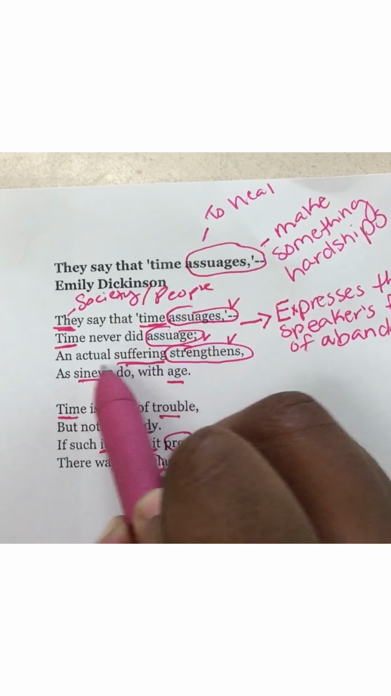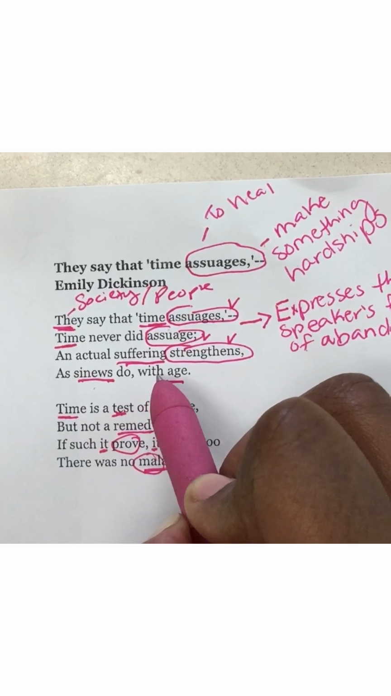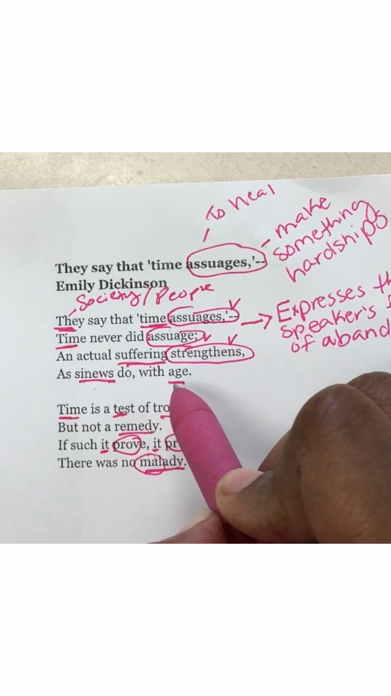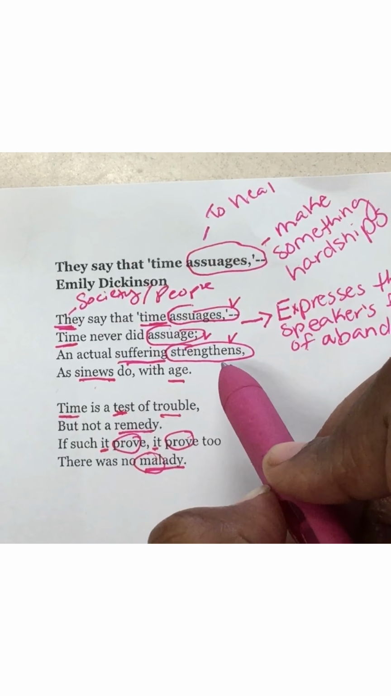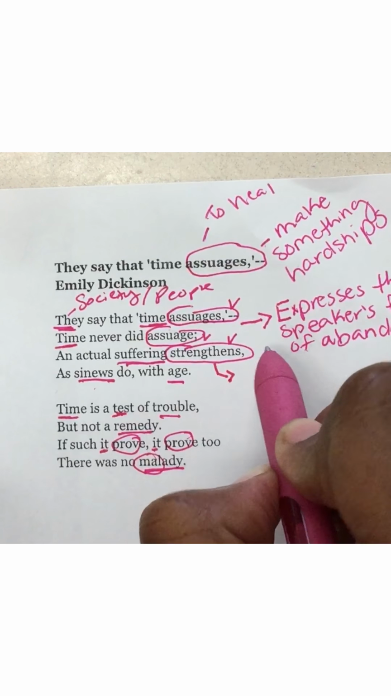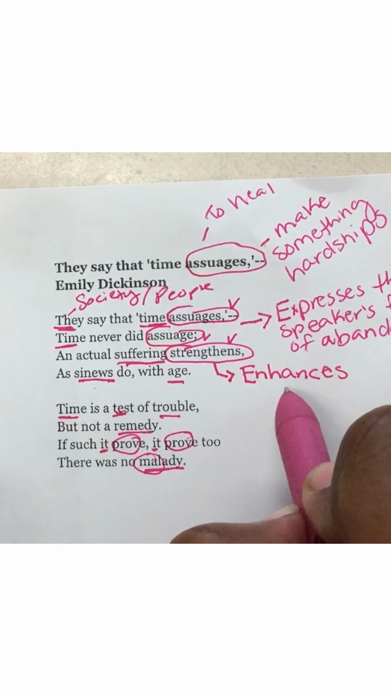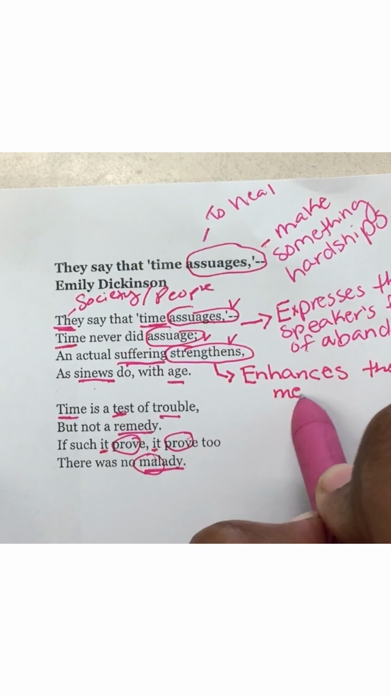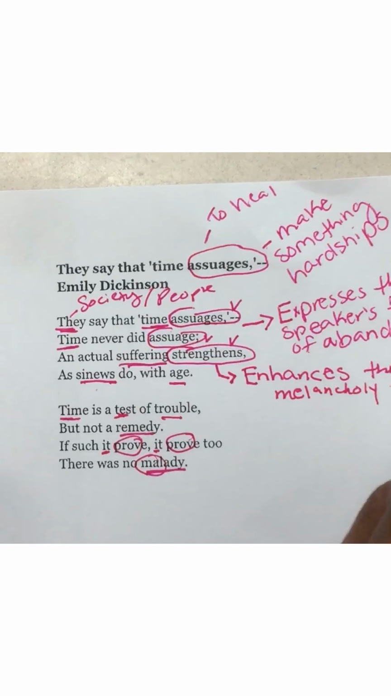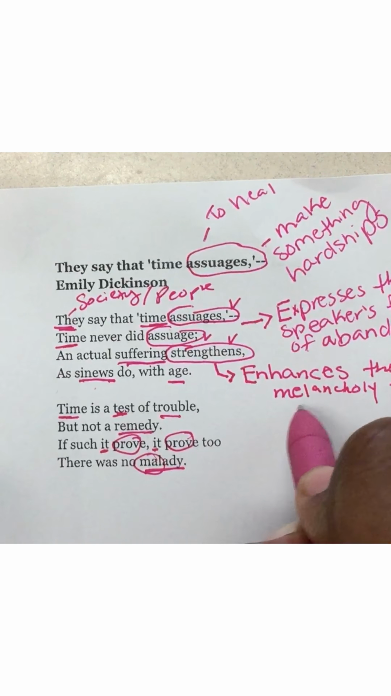In actual suffering strengthens, so meaning-wise, saying it gets worse, as sinews do with age. Sinews, that's like your bone and your muscles. So basically saying as you get older, you get kind of weaker and stuff like that. So to me, this enhances, I'm going to ask myself, what does this say about the tone? Because I don't want to say the same thing. Enhances the melancholy tone. I'm like, dang, that sucks. She's pretty much like, you suffer and things get worse. Boom, the end. Or you could say pessimistic, because it's focusing on the worse, okay?